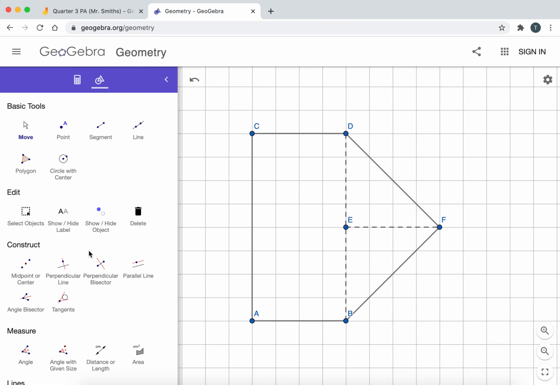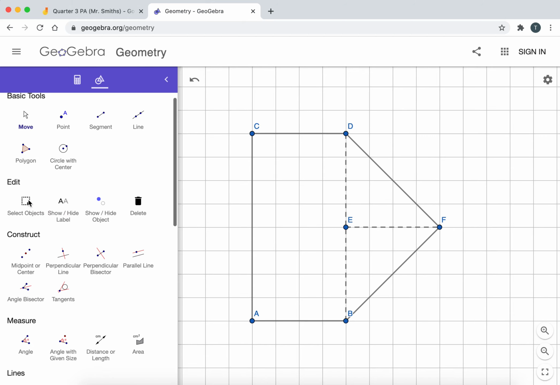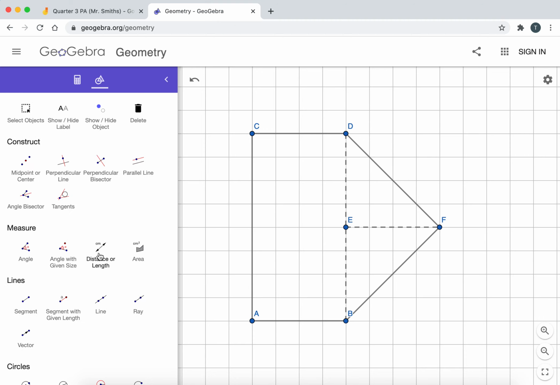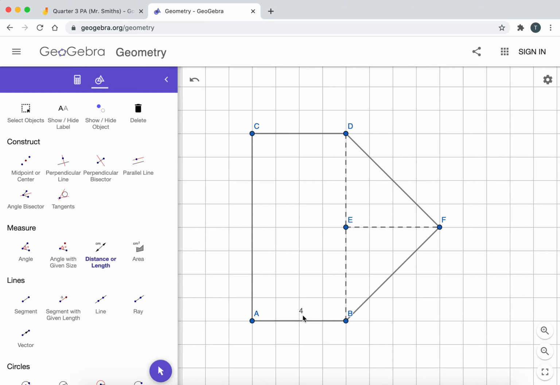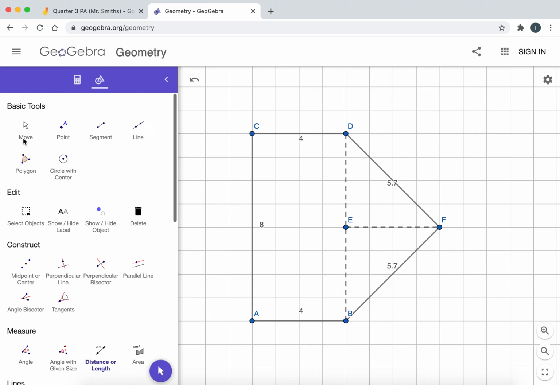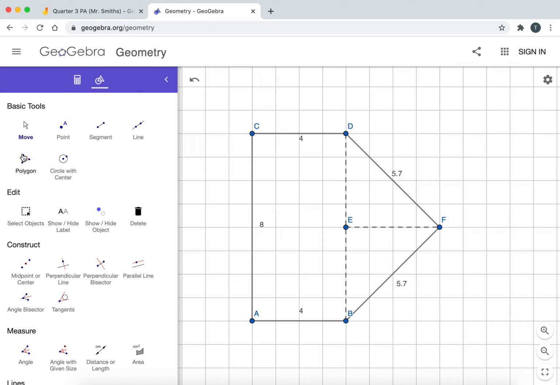In order to do that, I'm going to press the More button, like we have been in class, and I'm going to scroll down to Measure. This will help me to measure the distance of each segment. If I click this segment from A to B, it will show me the length of 4 units long. When I click AC, it shows me a length of 8. I'm actually just going to go all the way around. You can see that the diagonals are 5.7 units long.